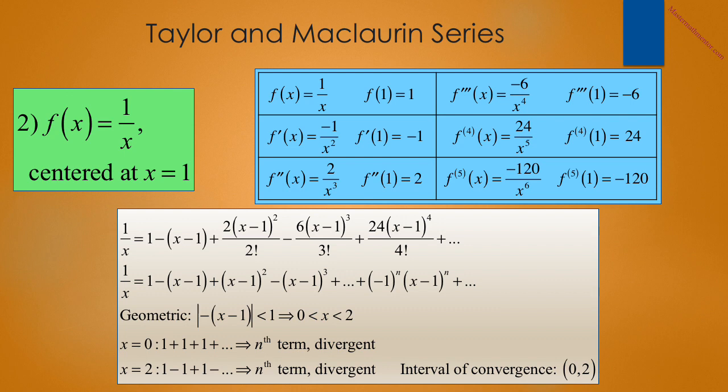To find the interval of convergence, we use the geometric test and find out where the absolute value of negative quantity x minus 1 is less than 1, giving x is between 0 and 2. If x is 0, our series turns out to be 1 plus 1 plus 1, which is divergent because of the nth term test. If x is 2, then our series is 1 minus 1 plus 1 minus 1 plus dot dot dot, and this is also divergent by the nth term test. So the interval of convergence is the open interval 0 to 2.